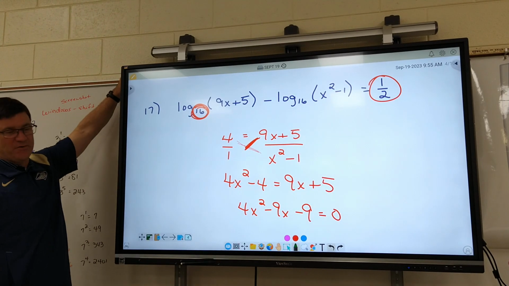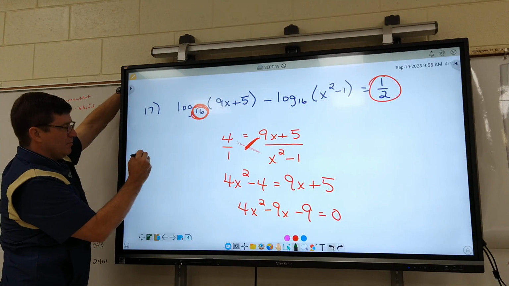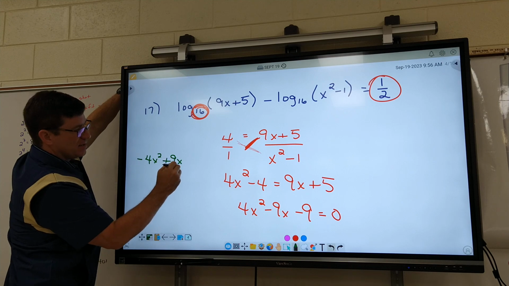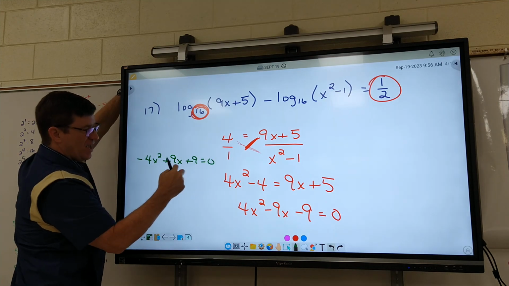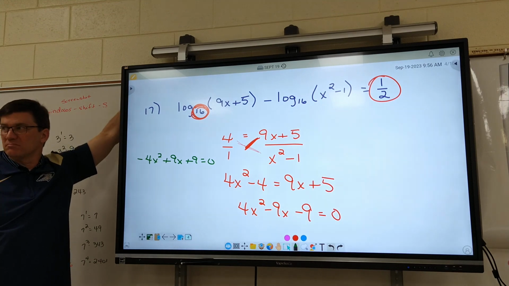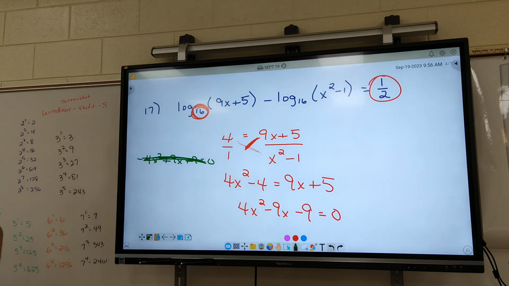All right, some kids in the first block took their 4x squared and moved it over to the right side. Well, if you did that, you should have negative 4x squared plus 9x plus 9. And guys, it doesn't matter if you have it this way or this way. You will get the same answer in the quadratic formula. All right, do the quadratic formula now. Let's see what you got.